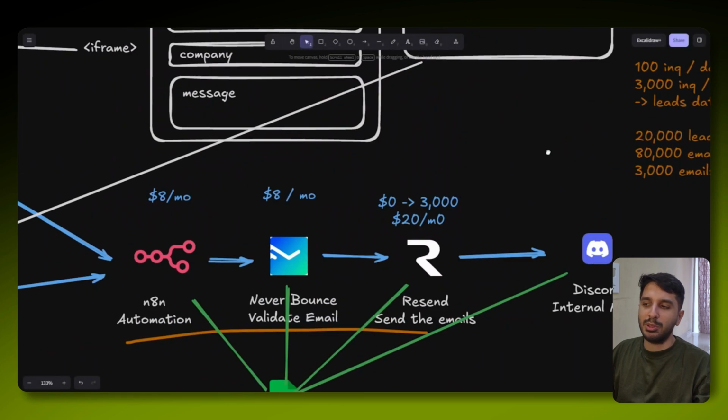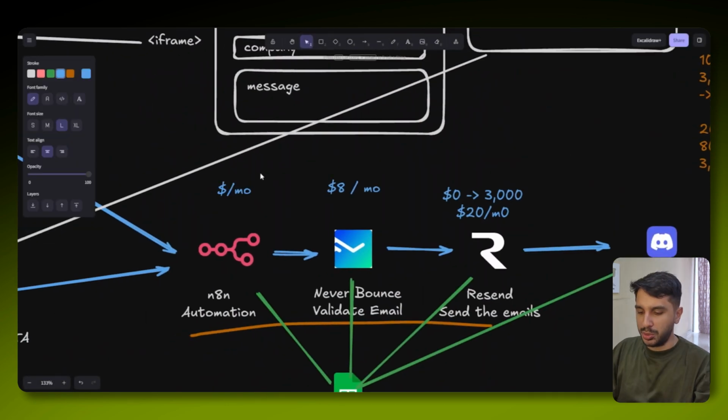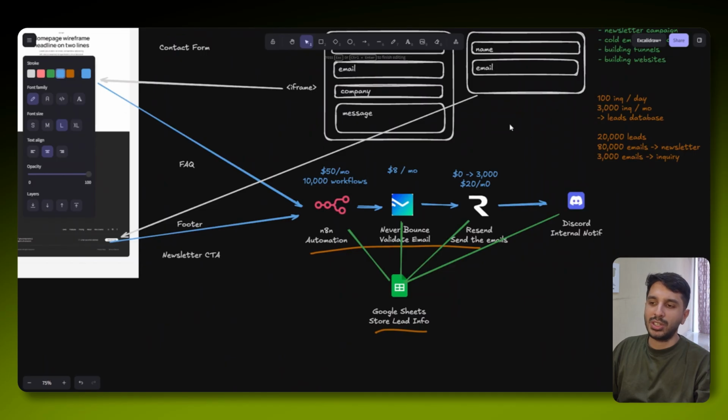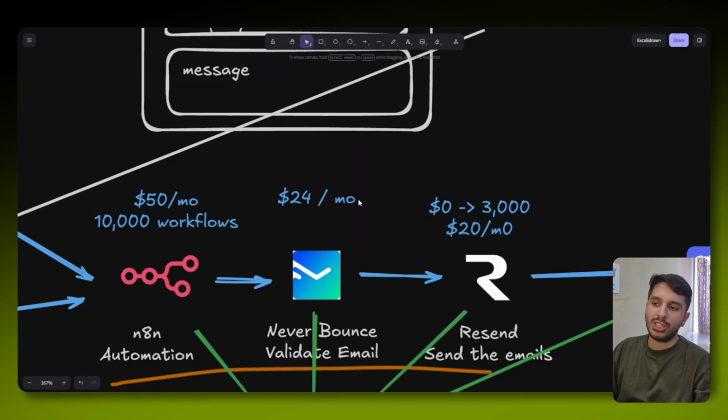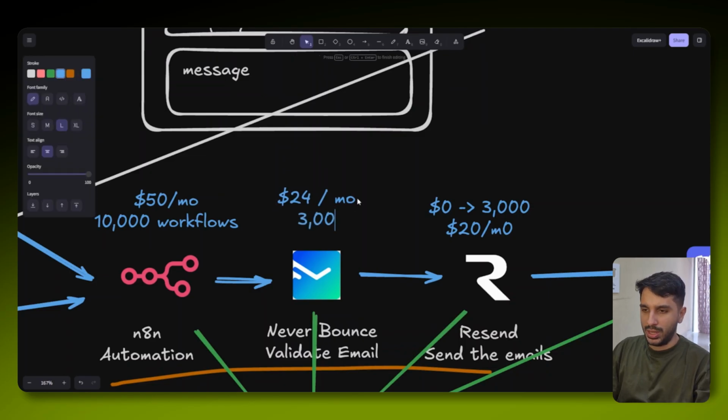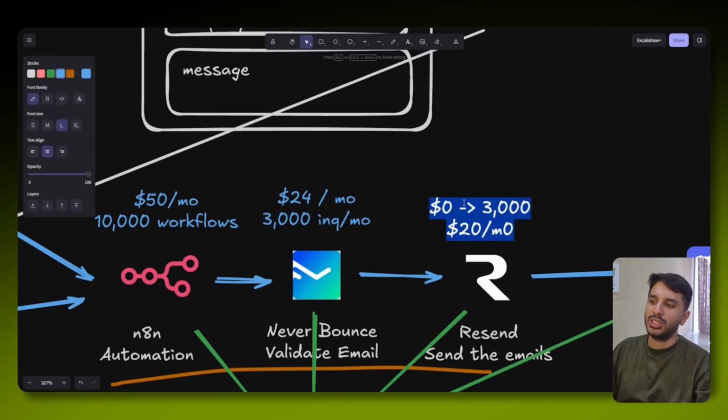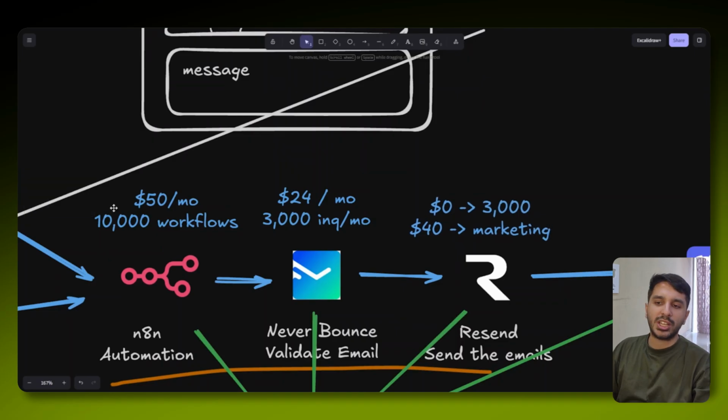Now, if you were scaling at the same speed I am, you would need the end-to-end subscription of $50 per month so that you can run about 10,000 workflows. And this is just for the 3,000 inquiries per month. Your NeverBounce bill would go to $24 per month because now you're handling about 3,000 inquiries per month. Your Resend bill will still be $0 for the first 3,000 transactional emails. After that, it will also charge you about $40 for your marketing communications. So your total expenditure is already 50 plus 24 plus 40.